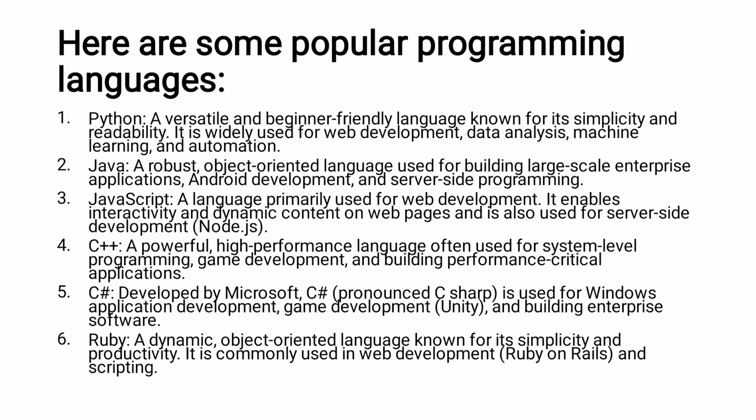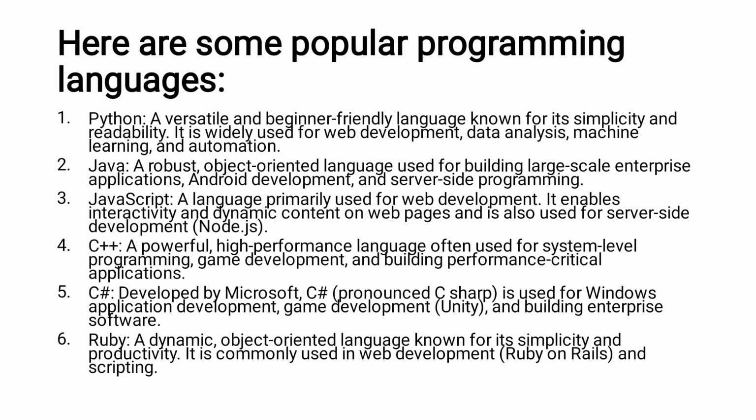The first one, we have Python. So it's a very versatile and beginner-friendly language, known for its simplicity and readability. It is widely used for web development, data analysis, machine learning, and automation. And this programming language is, like we have said, very simple to learn, and it is very similar to a language like English, because most of the codes or the syntaxes will basically be a word, and it does just what that word means.